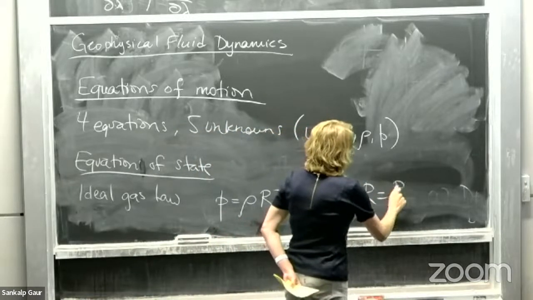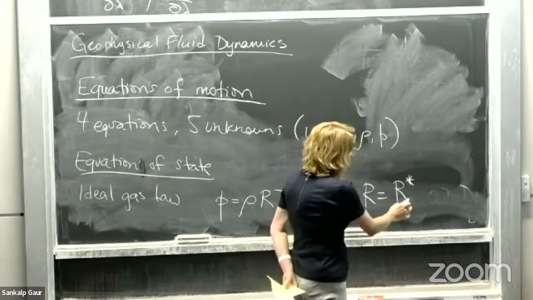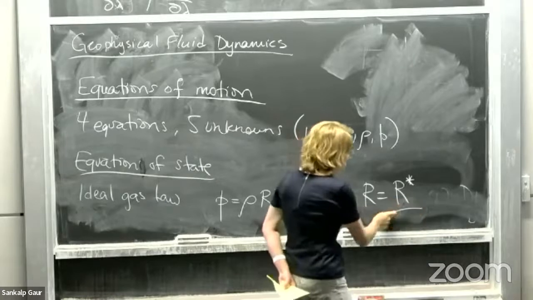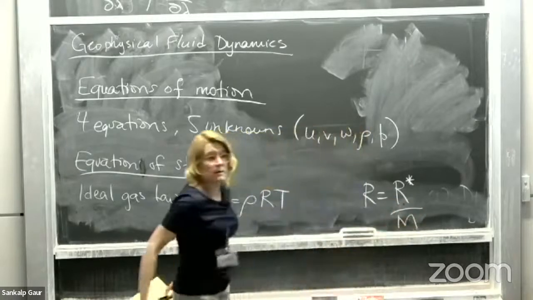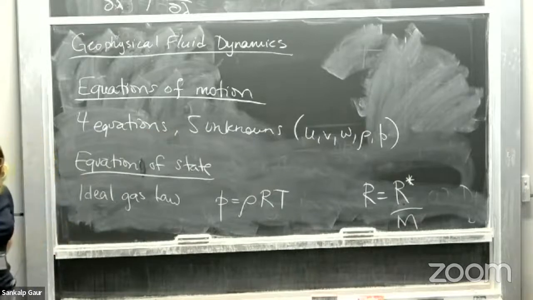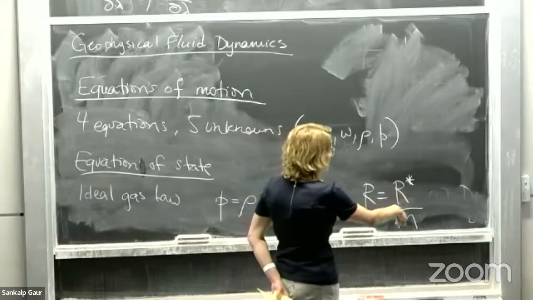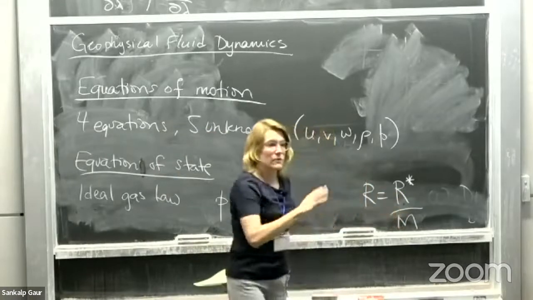So how do we do that? Well, it's built into this definition of R. Here's the ideal gas constant, and it's divided by the molecular mass of our atmosphere, capital M. So we have joules per mole, and then we've got mole per kilogram. So all the units work out.